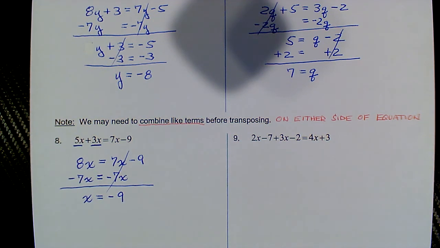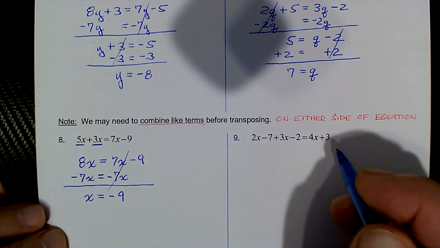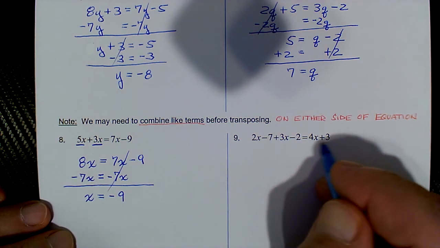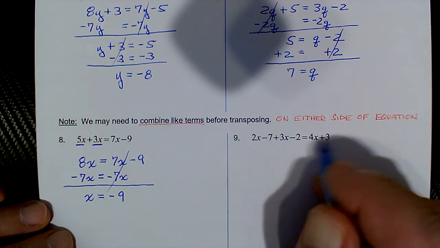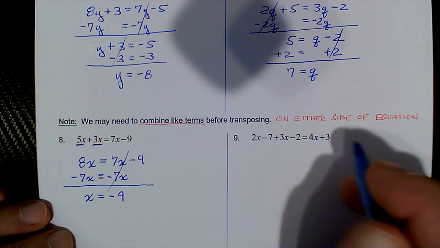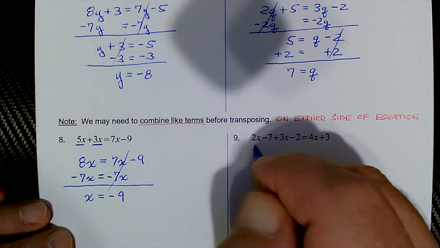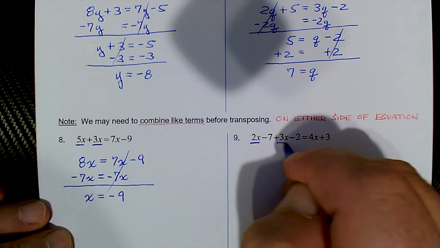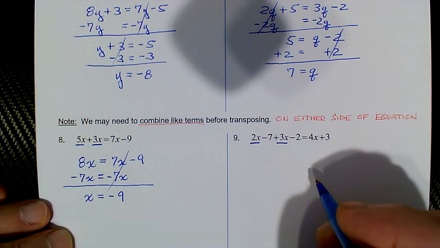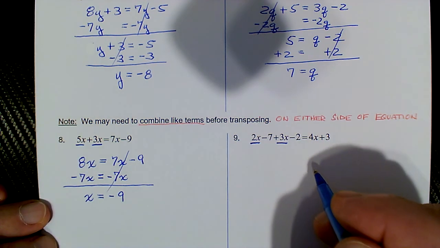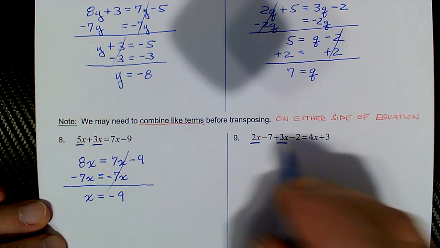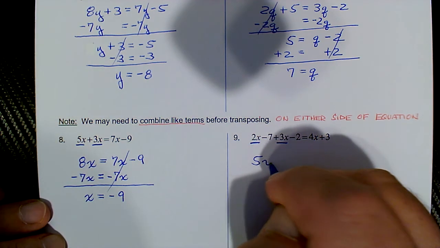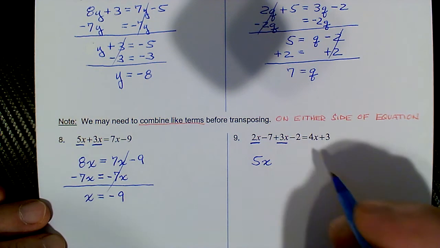Okay, in the second example, again we have like terms. Notice on the right hand side, there are no like terms. We're just going to end up recopying that. But on the left, we see like terms. 2x and the 3x. And they're both positive, so combining we get 5. And carry along the variable x.